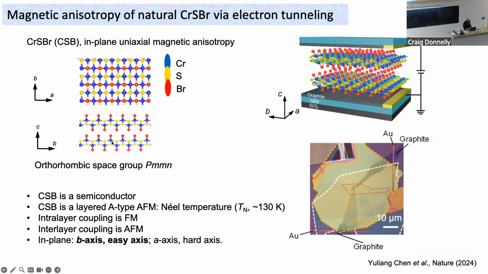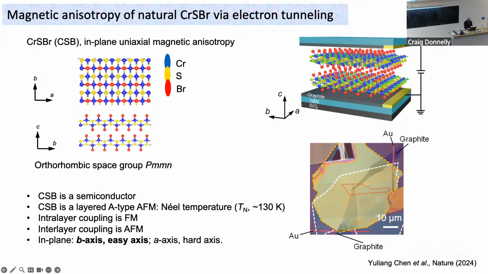If you look on the side, then you can see the red atoms of the bromine atoms, and in between you've got these chromium sulfur layers, and between the bromine layers from one van der Waals layer to the next, this is the so-called van der Waals gap, which is weakly bonded, but has an antiferromagnetic coupling when not twisted.